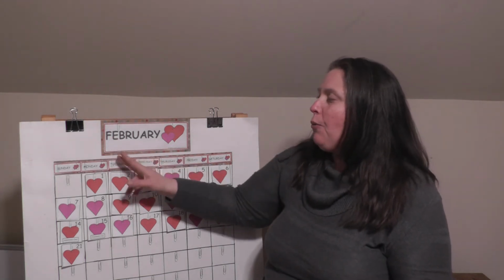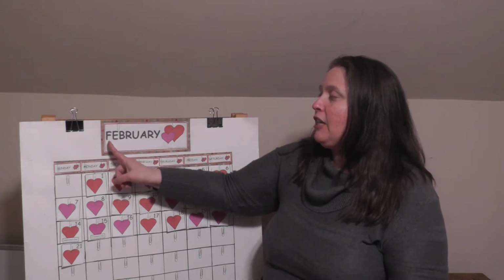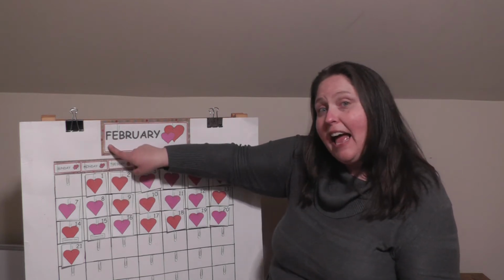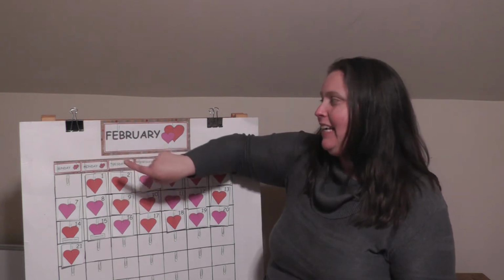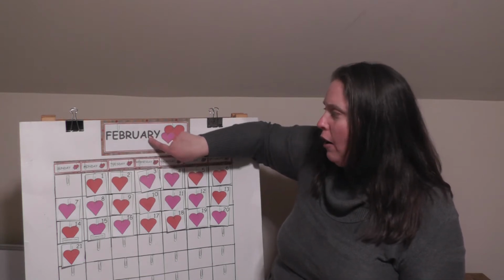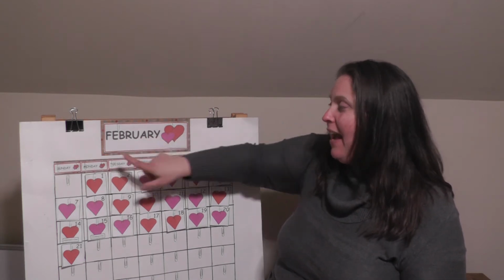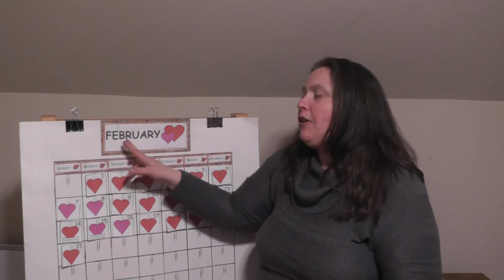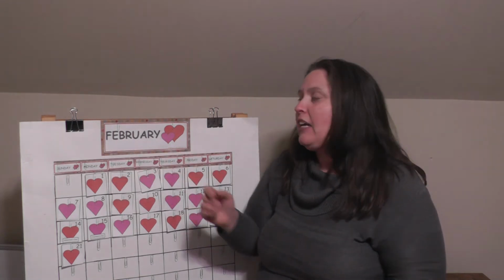So those are ways that you're going to do it. So you're going to come up here and you go, let's touch the F. F, E, B, R, U, A, R, Y. February. So you're going to go up there, and then you would have them identify. Can you find the E? Oh, there it is. Great.